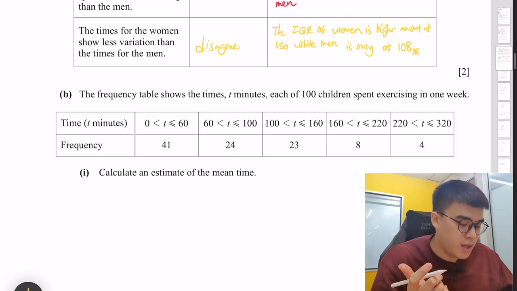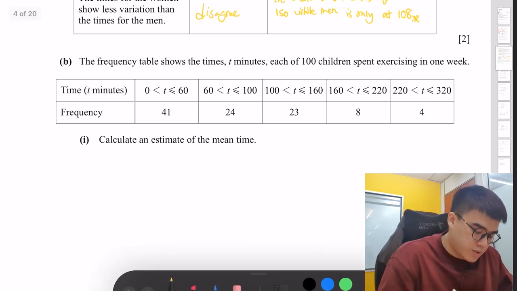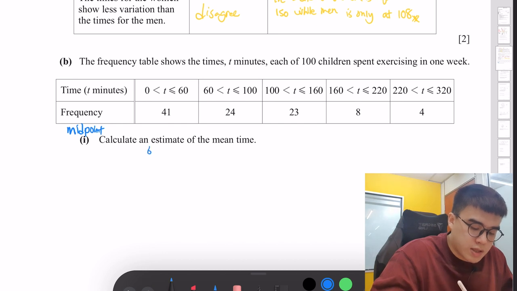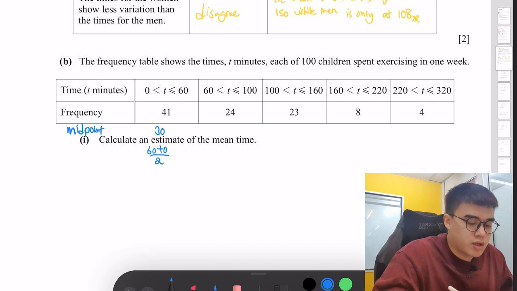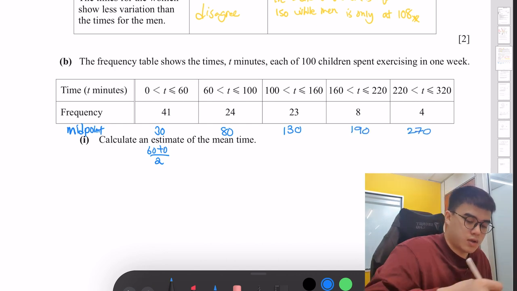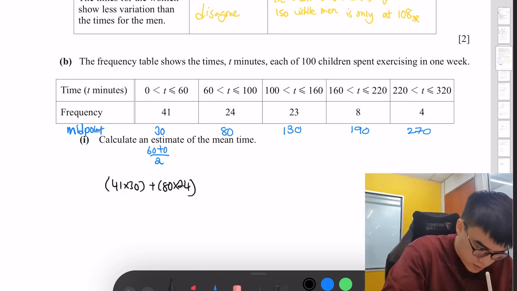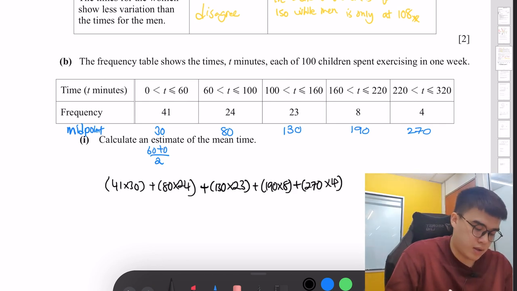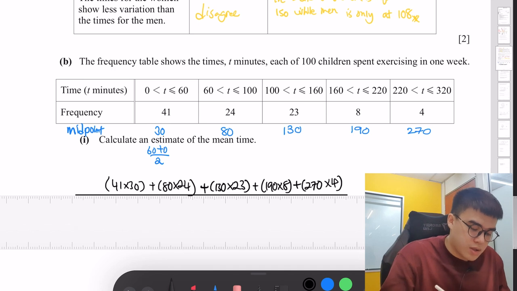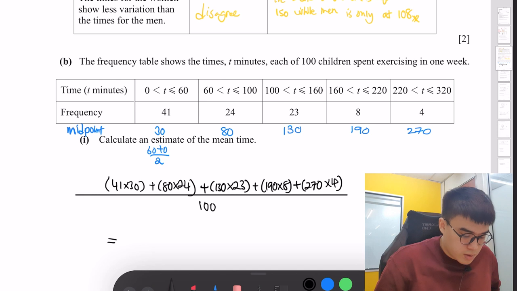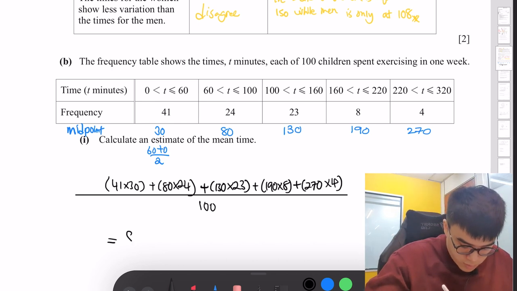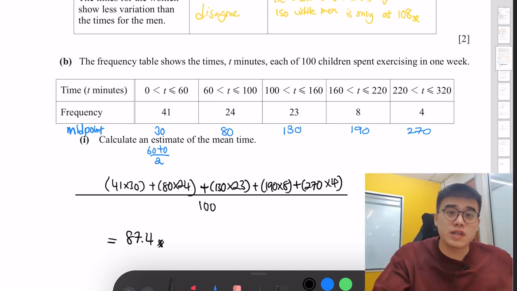Moving on to part B, calculate the mean. For this, there are a few things you need to take note of. You need a midpoint for this calculation to be possible. So how do you get the midpoint? It's actually by taking 60 plus 0 divided by 2. So you will get 30, 80, 130, 190, 270, and then divide this entire thing by the students' number. They gave us 100. You will get 87.4 as your mean time for this particular question.